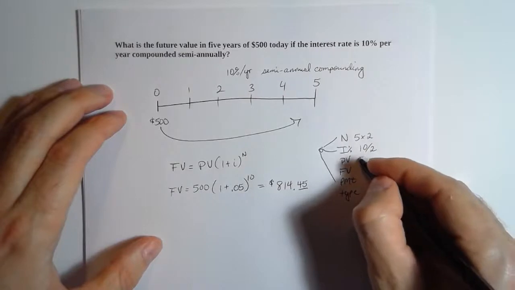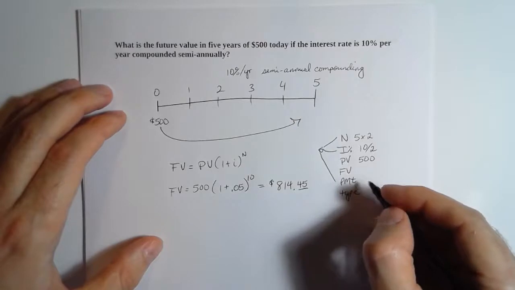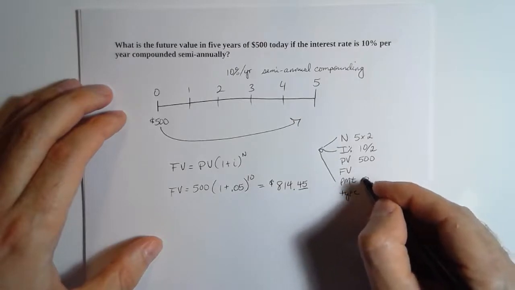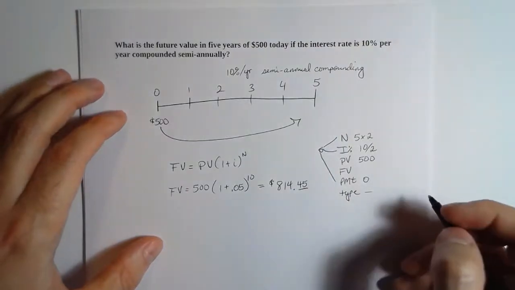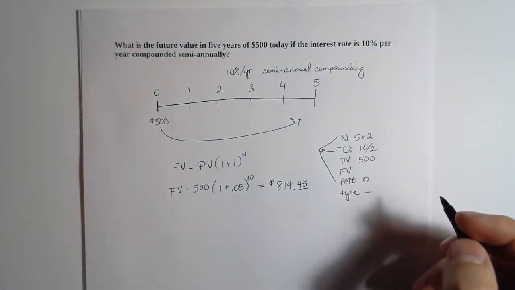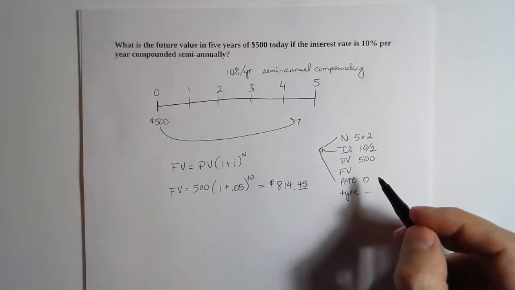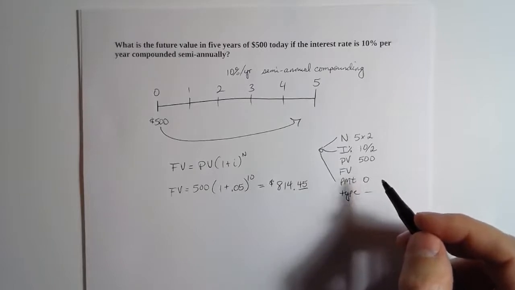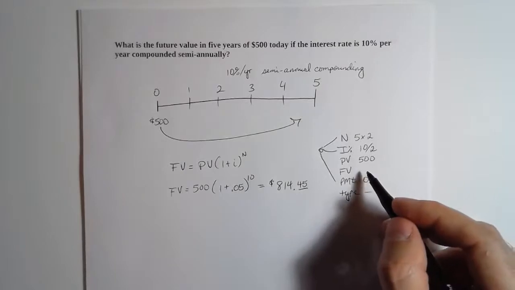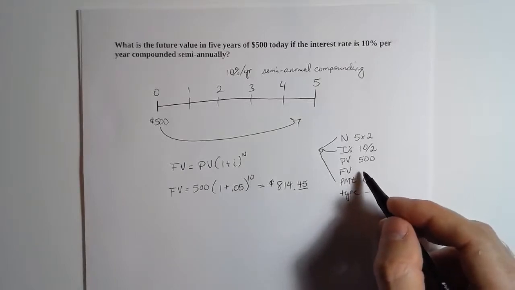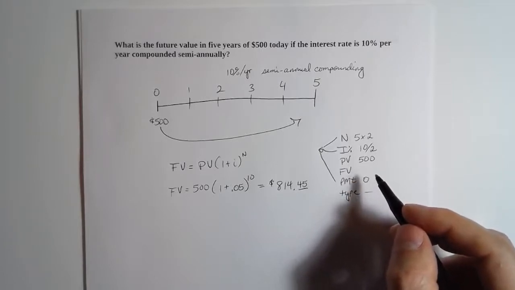Present value would be 500. Payment is if you have an annuity, which we do not have in this case. So payment would be 0, and then type applies to an annuity, so we don't need to worry about that. So if you put those inputs in your calculator, and then you go down to the future value line and hit alpha and enter if you're using the TI-83 Plus or a compatible calculator, then you should get the same value. So I recommend that you pause the video at this point to try that.